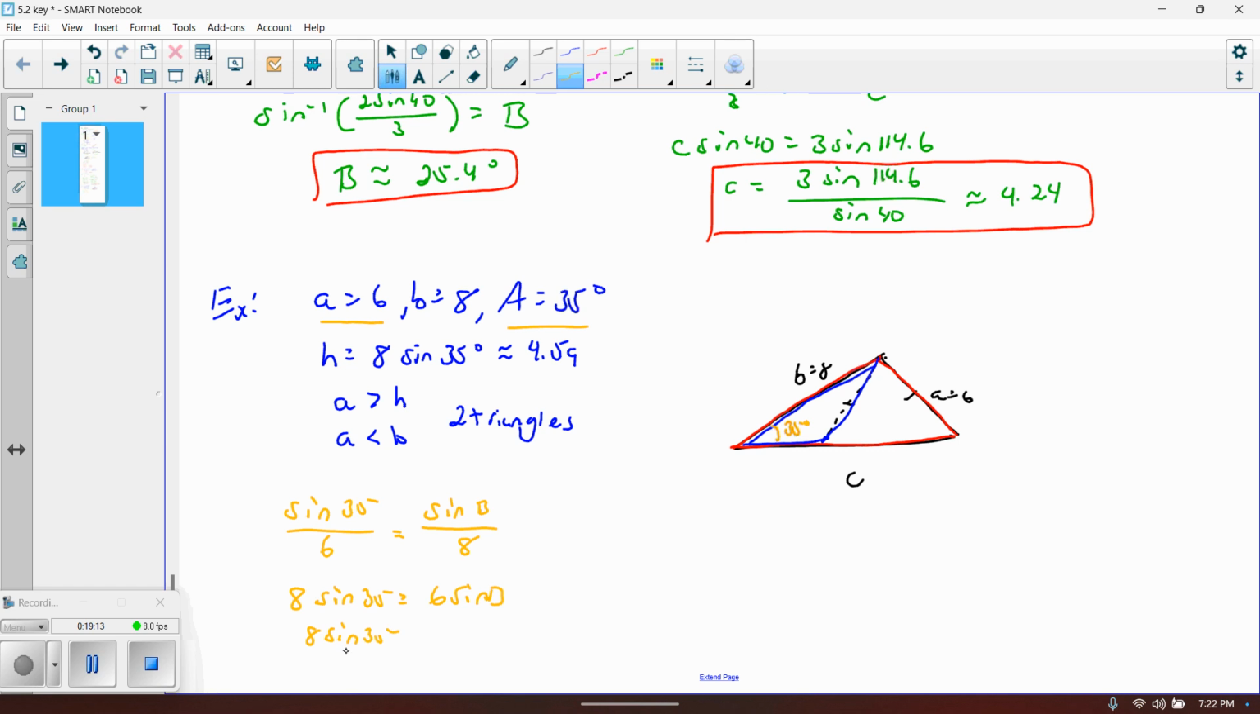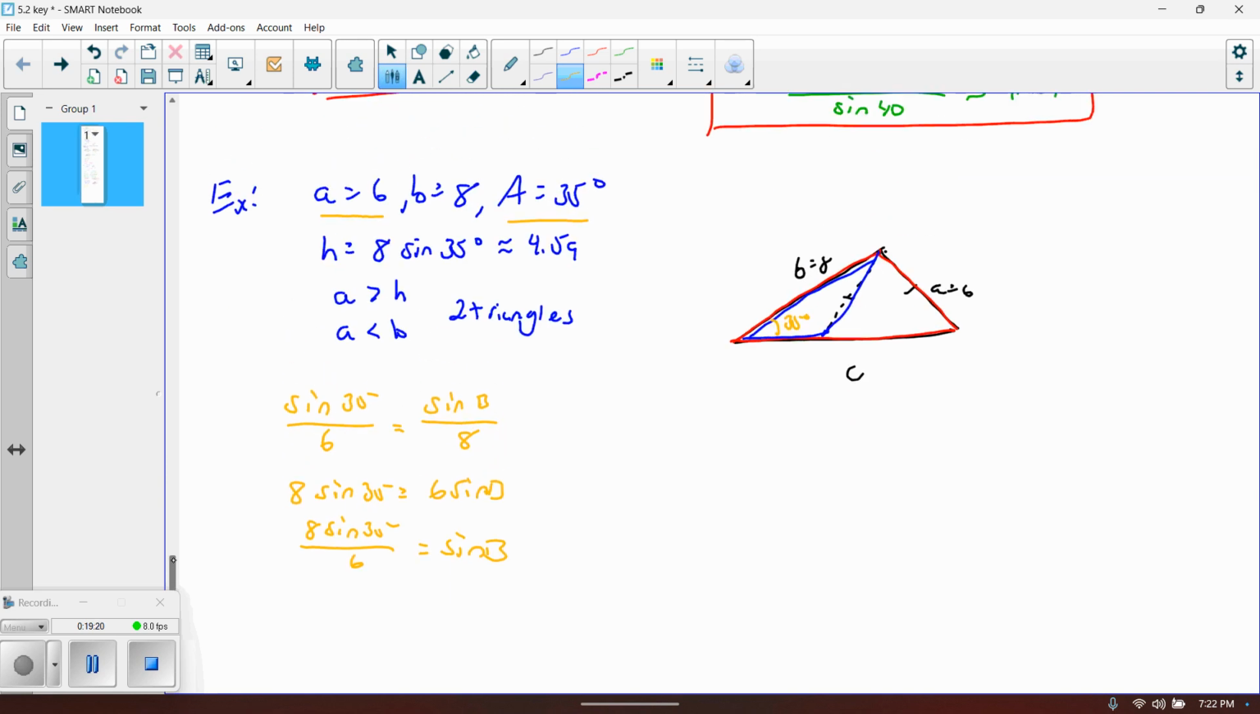8 sine of 35 divided by 6 is the sine of B. And then we'll have to take the inverse sine. So inverse sine of 8 sine of 35 divided by 6 is going to equal angle B. Now, look up here at the drawing. Angle B could be this angle, or it could be this angle. So in this case, we actually do have two angles. One will be obtuse, the other will be acute.